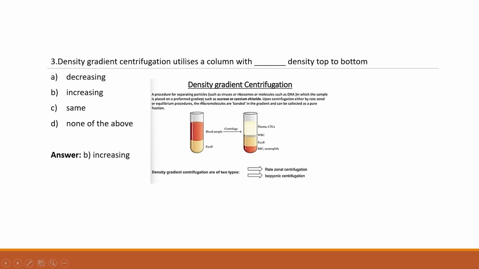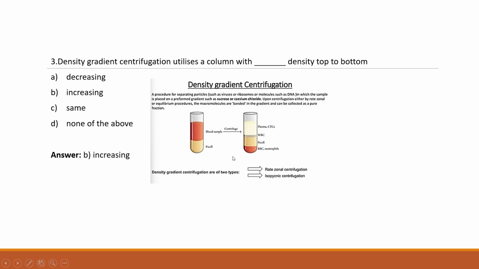In such a gradient, which is already given in the column, you add your blood sample and then you centrifuge it at a particular RPM. Then what happens? The different components of your blood will get separated according to their density. Here you can see RBC and neutrophils have come to the bottommost layer. Then you have your ficoll. Then on top of that you have your WBC layer, your white blood cells layer. And at the topmost layer you have your plasma and your CTCs.